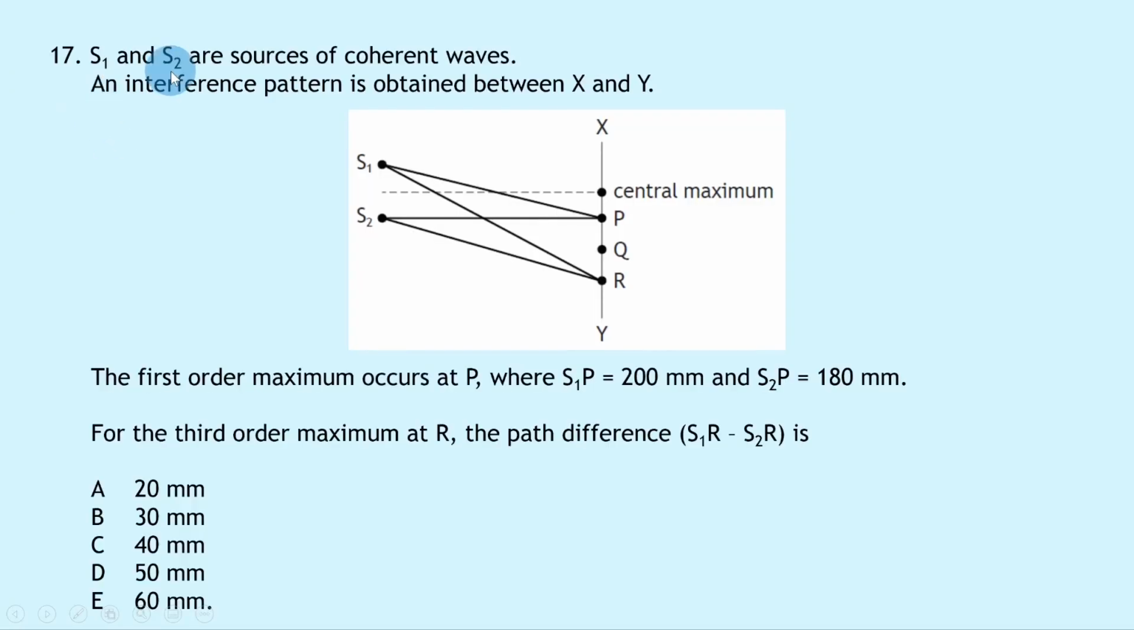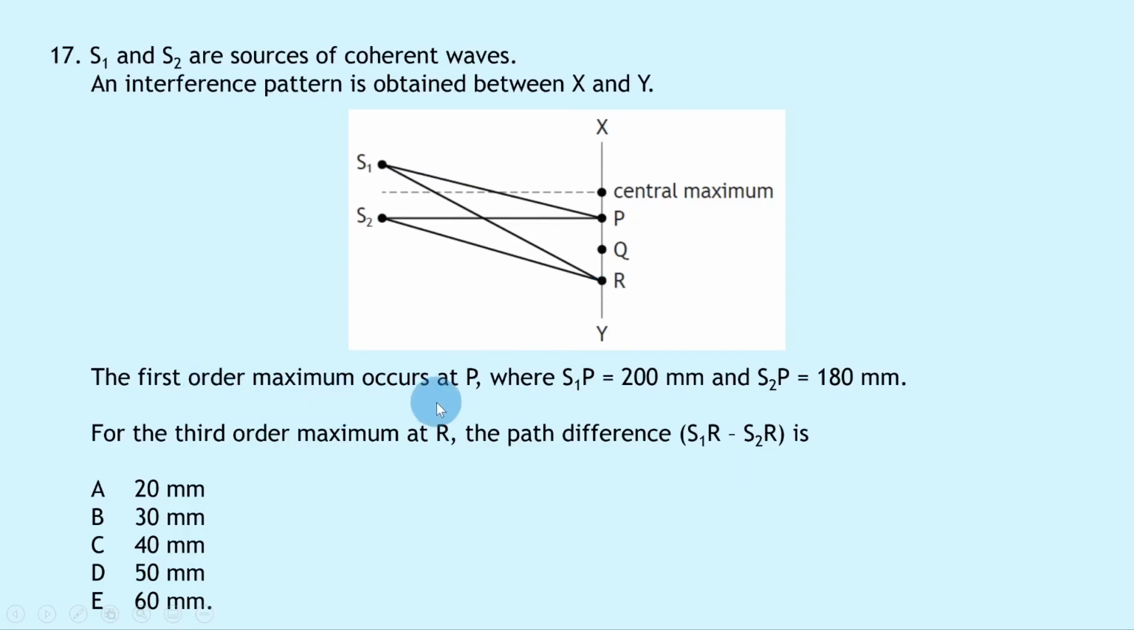Question 17 says S1 and S2 are sources of coherent waves. An interference pattern is obtained between X and Y. So there's X, there's Y, and there's our two sources S1 and S2. And we've got a central maximum at this point, and then labels P, Q and R, which are also going to be other maxima because they're separated the same distance apart.